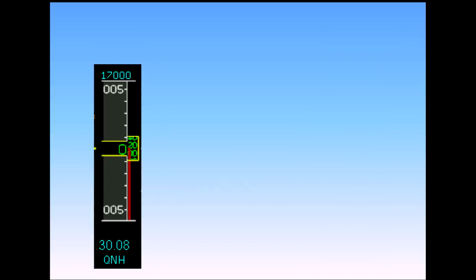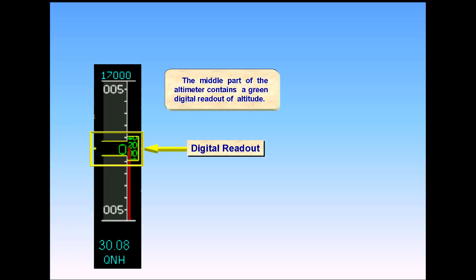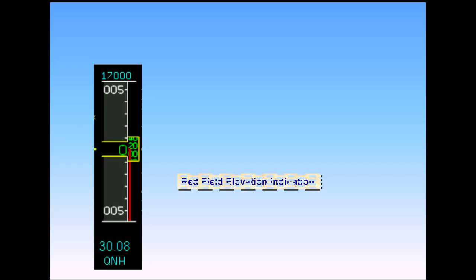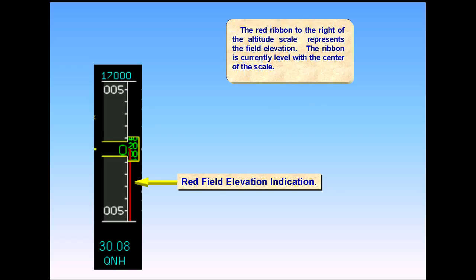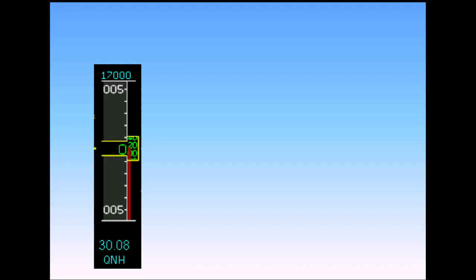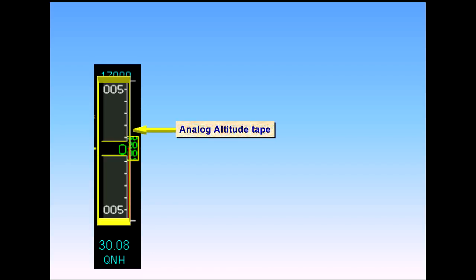The middle part of the altimeter contains a green digital readout of altitude. The red ribbon to the right of the altitude scale represents the field elevation. The ribbon is currently level with the center of the scale. Like the airspeed indication, a gray analog altitude tape moves behind the digital display.